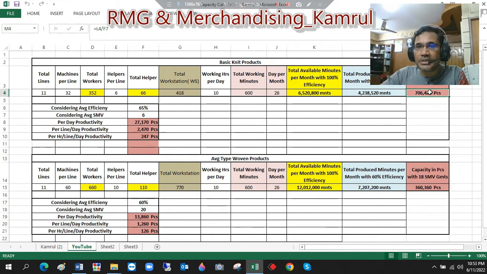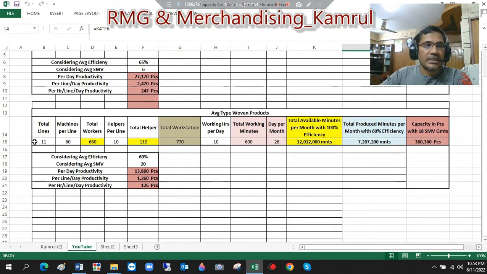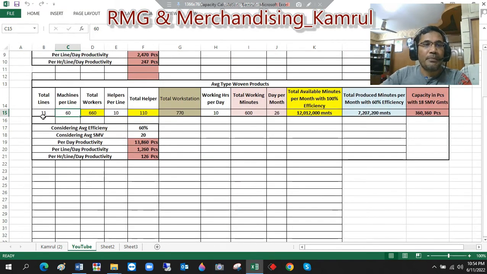So you can consider pieces, and we can also consider minute based. Now the same way, if there is an oven factory, which is a need based factory, go down here in this chart. For easy calculation I have considered the same line, but for machines per line, for the knit we considered 32 machines per line, but for the oven per line we have considered 60 machines.